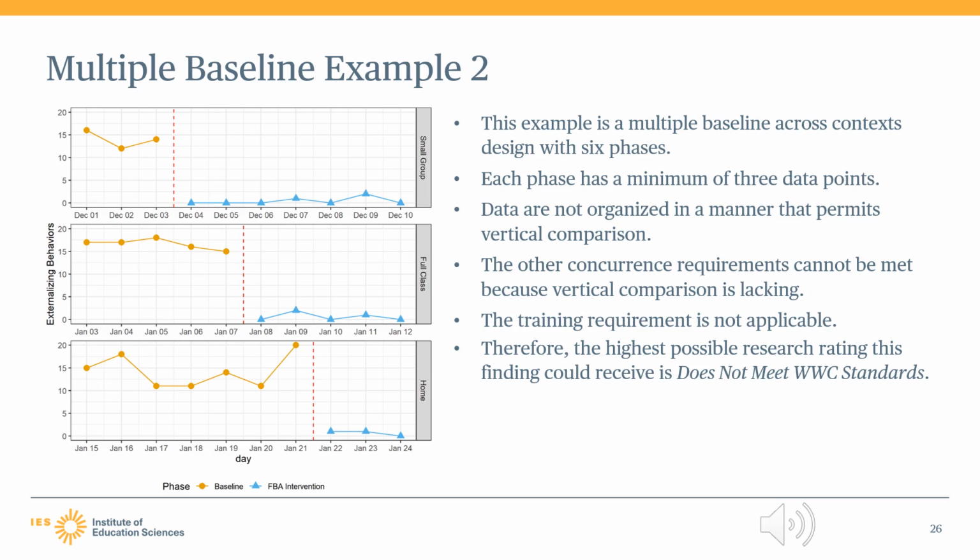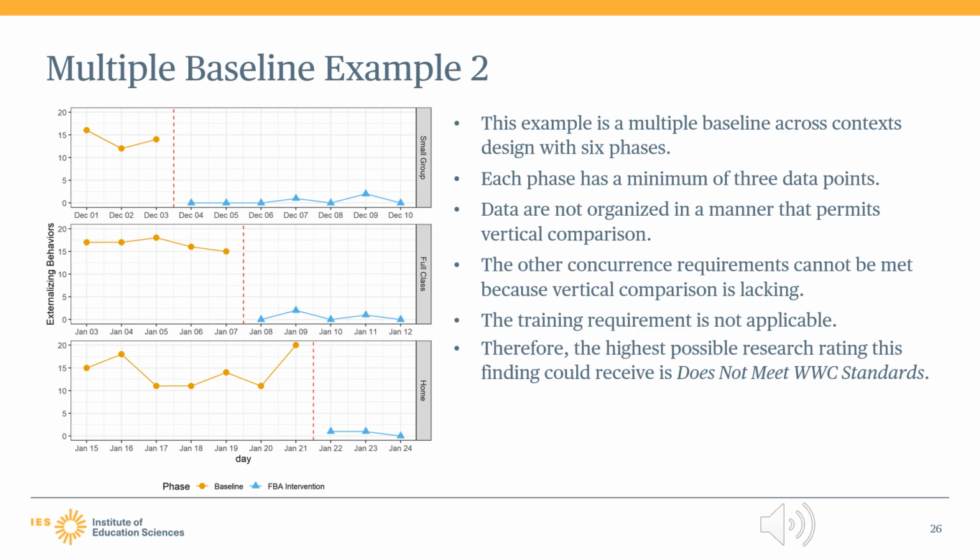In this example, the data cannot be vertically compared across cases, because the x-axis in the graph clearly indicates that the data collection occurred at different times for each of the cases. The finding from this design would therefore receive a research rating of does not meet WWC standards. When reviewing an SCD for the WWC, the review process would end here for this finding.